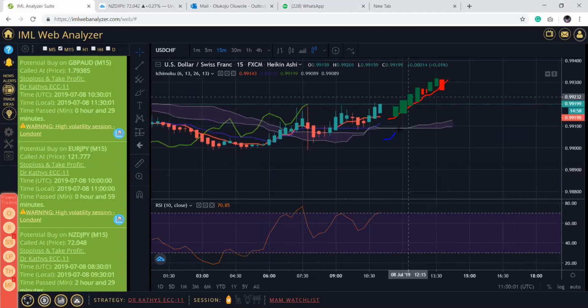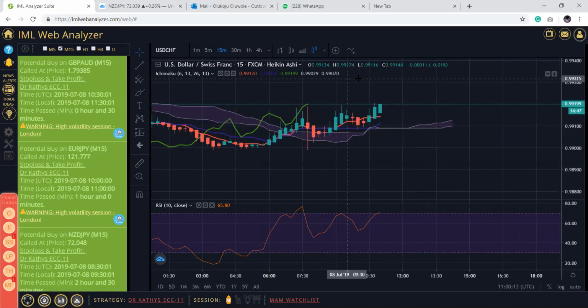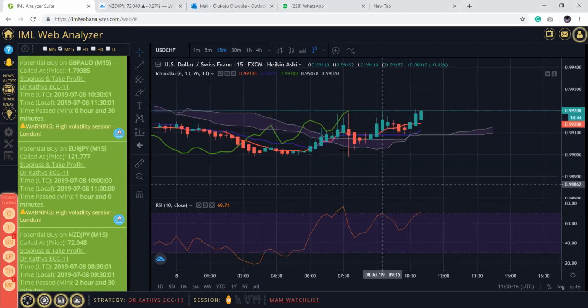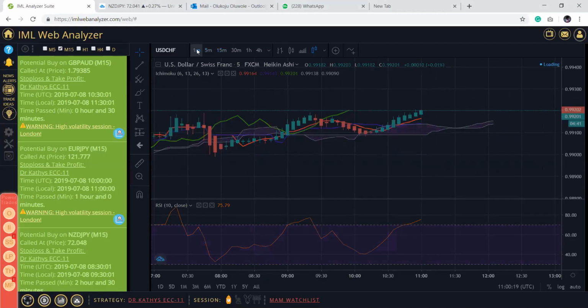If we see a trade, we go in big time. And if you are not seeing a trade, we'll leave it. So based on the Web Analyzer ECC strategy, no entry for now. We can see USD CHF is good on 15 minutes, on 5 minutes is good, on 1 minute is good.